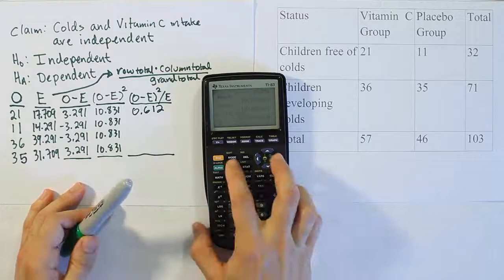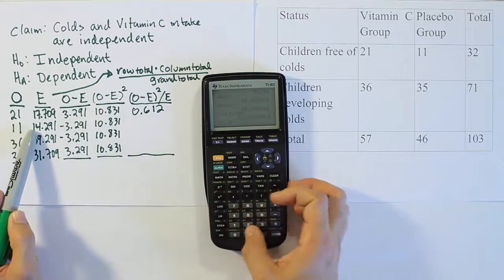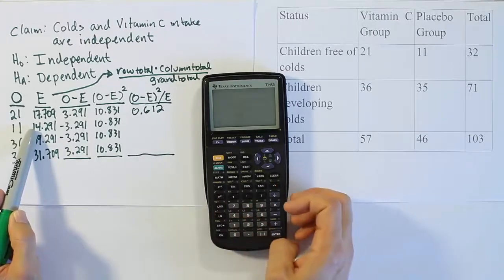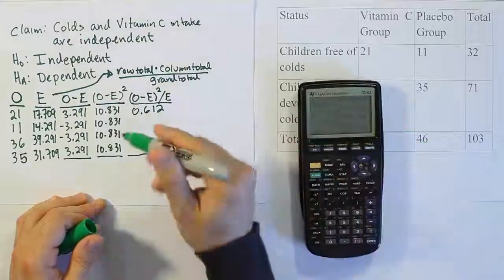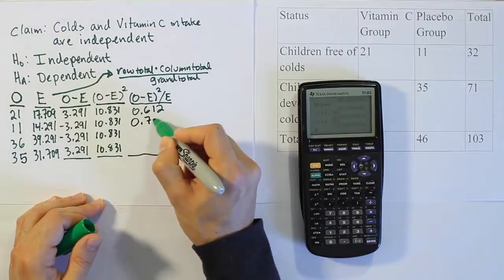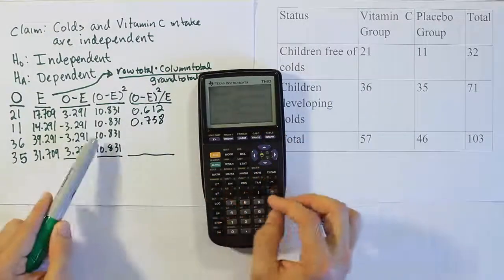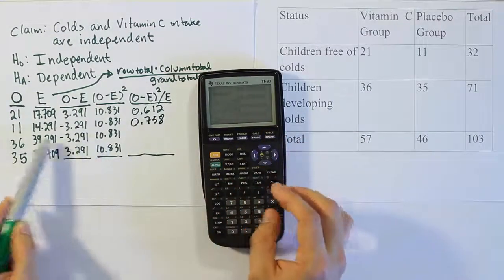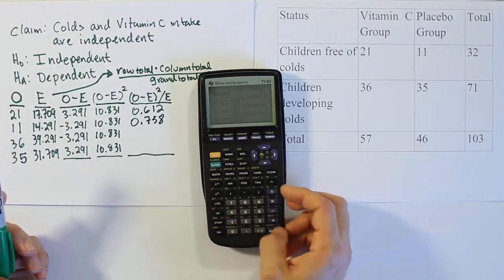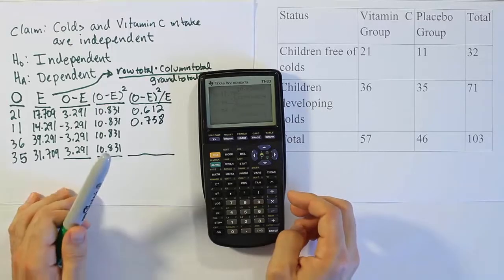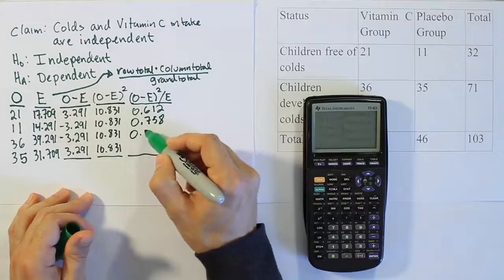Okay, let's do it again. We'll do the 10.831 divided by 14.291. Get the answer 0.758. Okay, then we're going to do the same thing. 10.831 divided by 39.291. And I get 0.276. So very small numbers here, right?